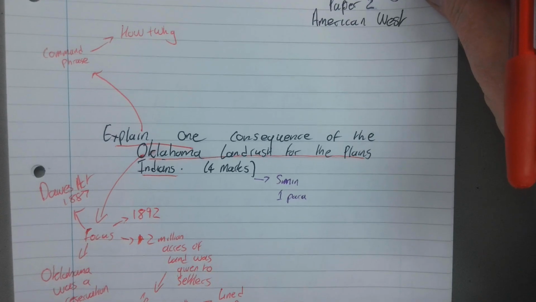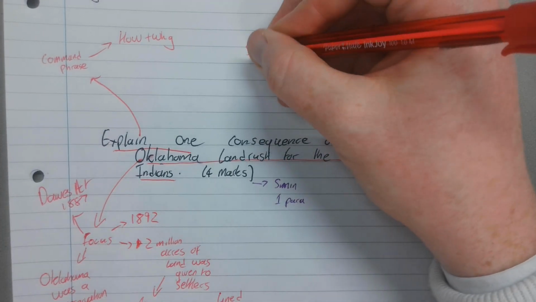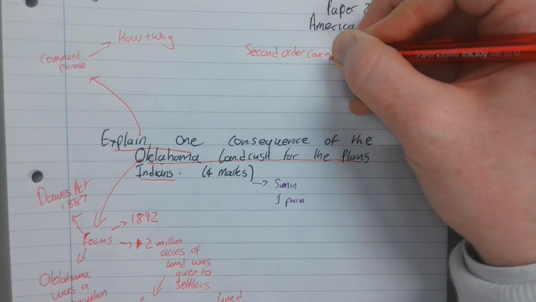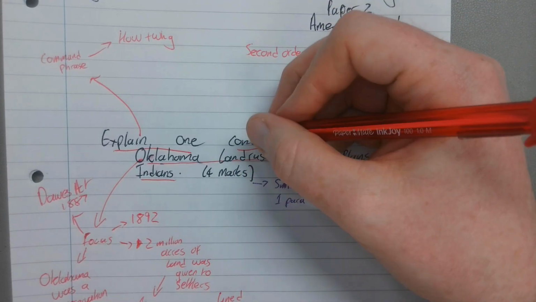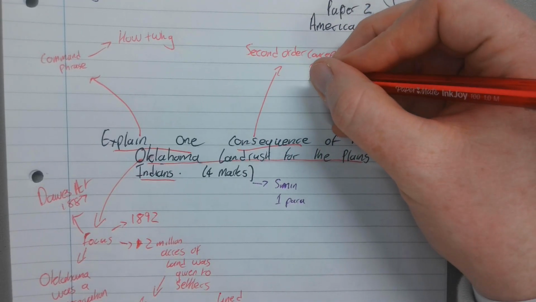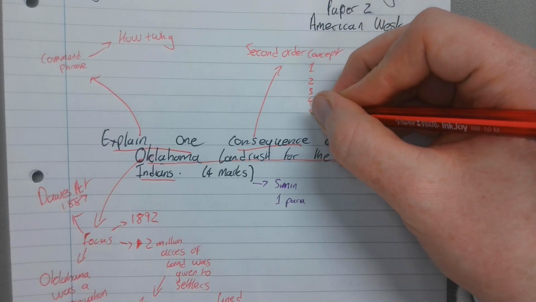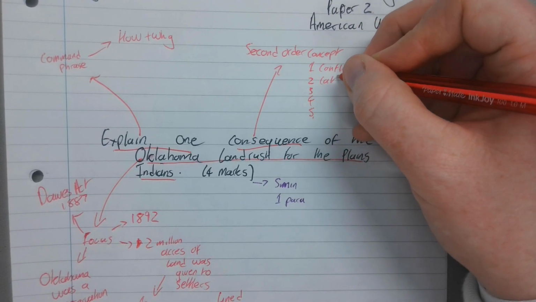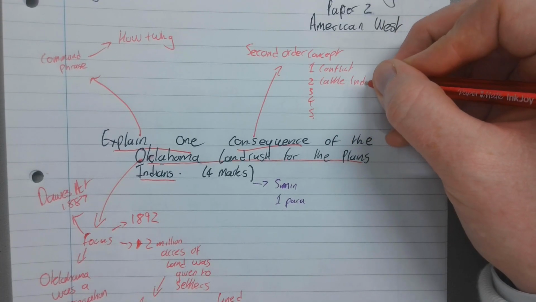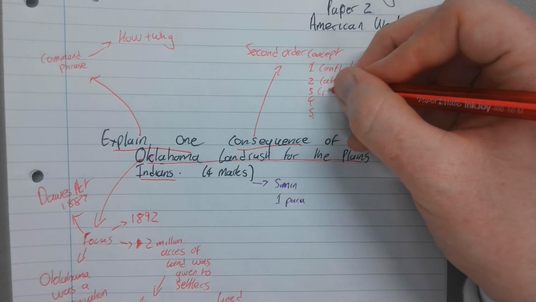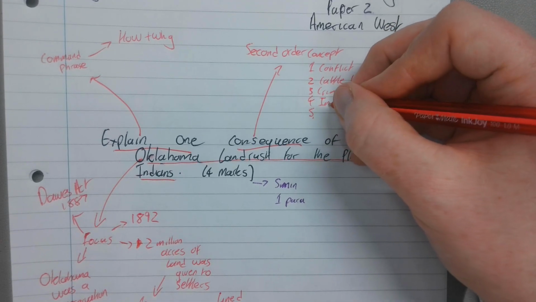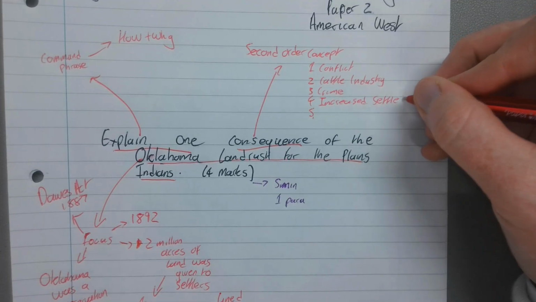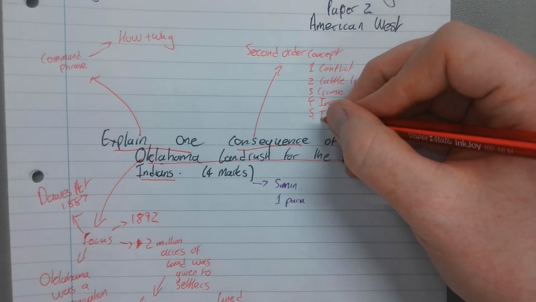Our second order concept of this question is consequence. And again, just like always, let's work out which one matches, although you probably worked it out. Is it conflicts? Is it cattle industry? Is it crime? Is it increased settlement? Or is it indigenous peoples?